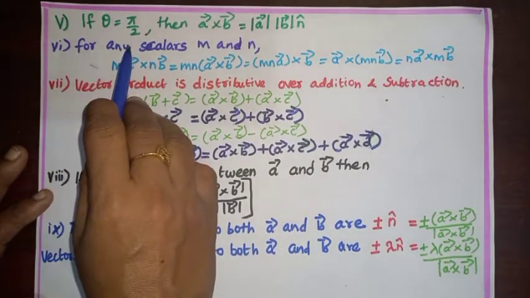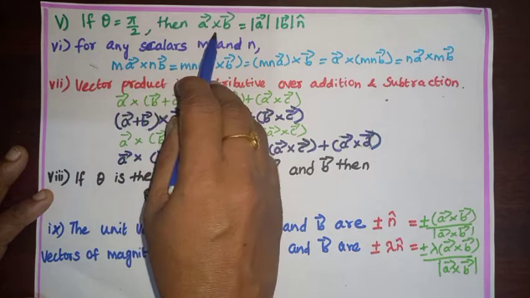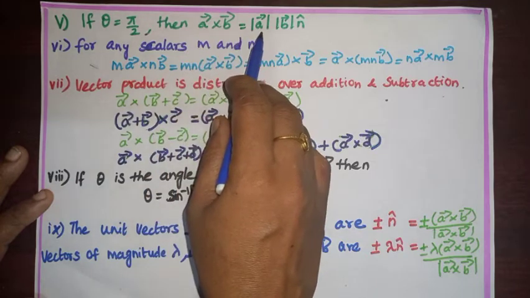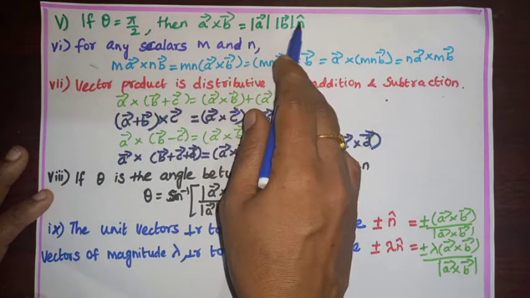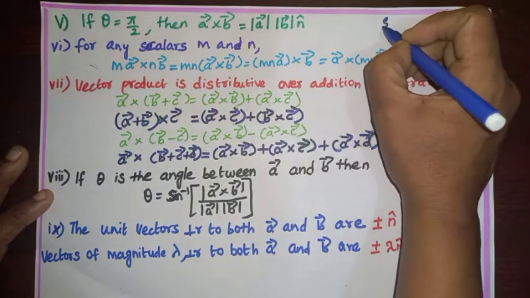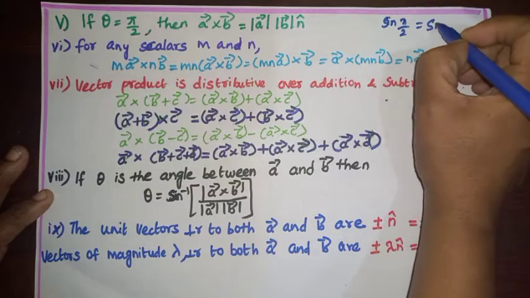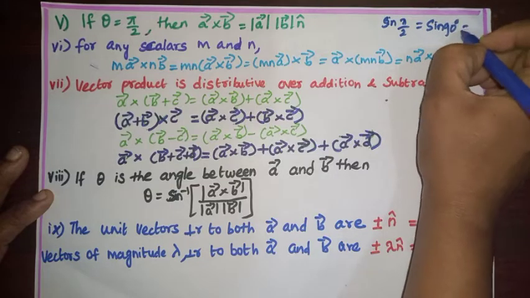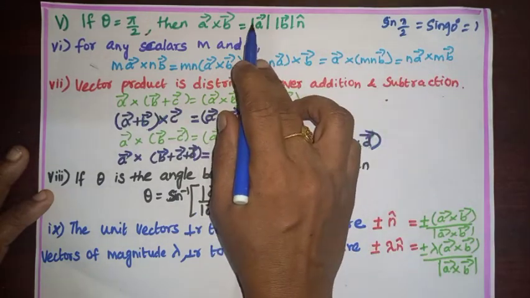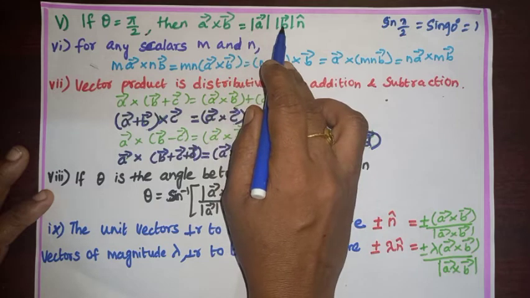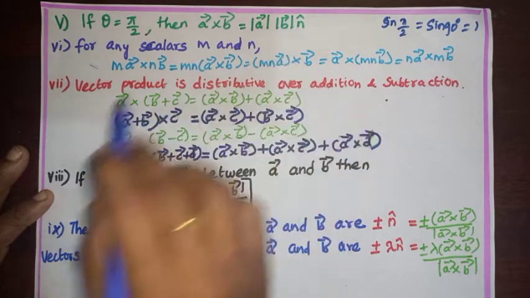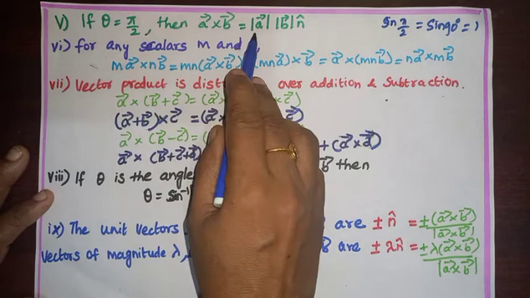If theta equal to pi by 2, then vector A cross vector B equal to magnitude of vector A, magnitude of vector B n cap, because sin pi by 2 is sin 90 degrees. The value of sin 90 degrees is equal to 1. So 1 into magnitude of A, magnitude of B n cap, which is equal to magnitude of A, magnitude of B n cap.